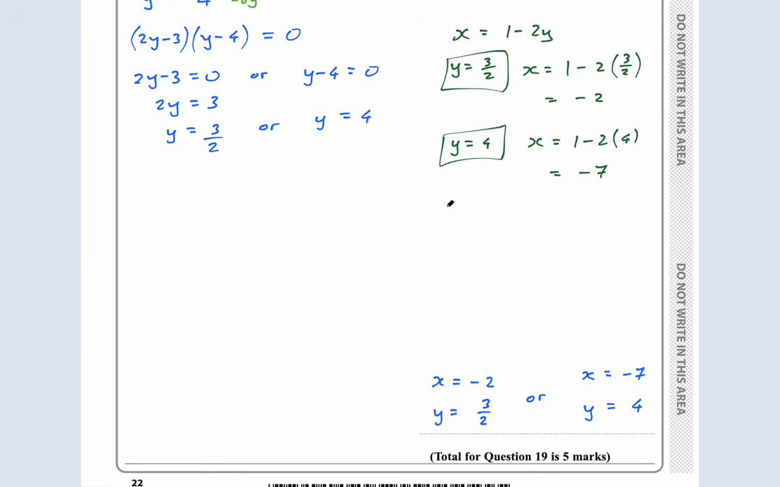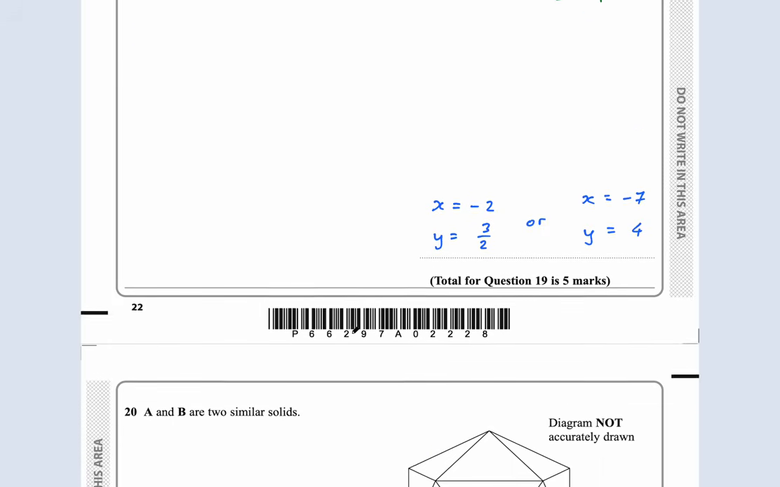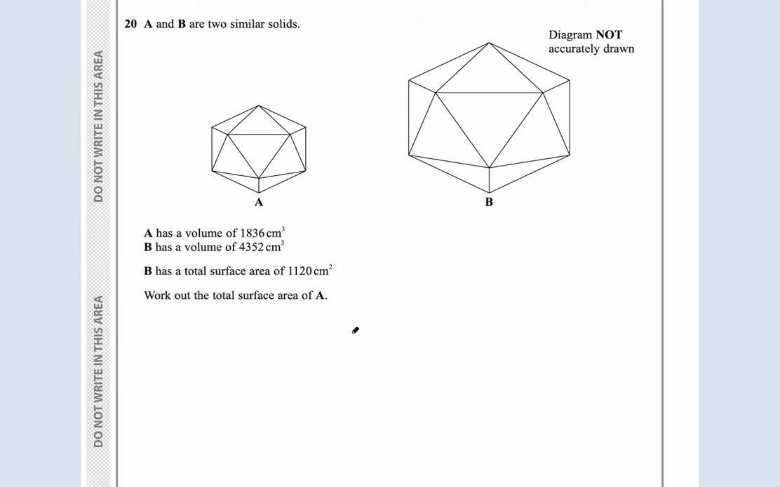Okay, difficult question, always, guys, these ones are, but as I said, they're always the same, so they're not too bad. This, on the other hand, looks difficult, right? A and B are two similar solids. A has a volume of this, B has a volume of that, B has a total surface area of that. Work out the total surface area. Actually, guys, I like this because if you've ever seen me do these types of questions before, I write down something called the scale factor, the area factor, and the volume factor. And depending on which one I have, I can figure out the other two.